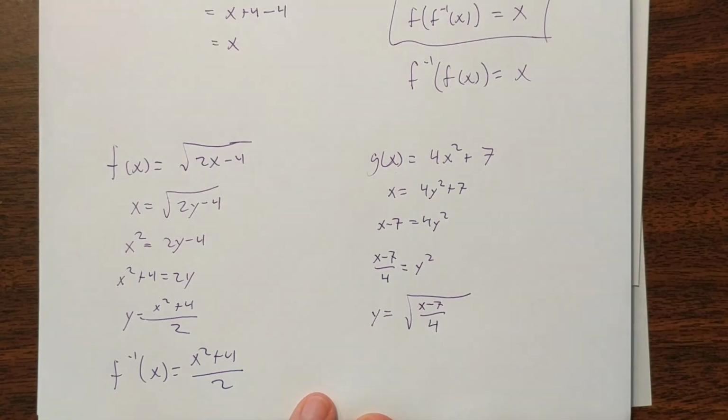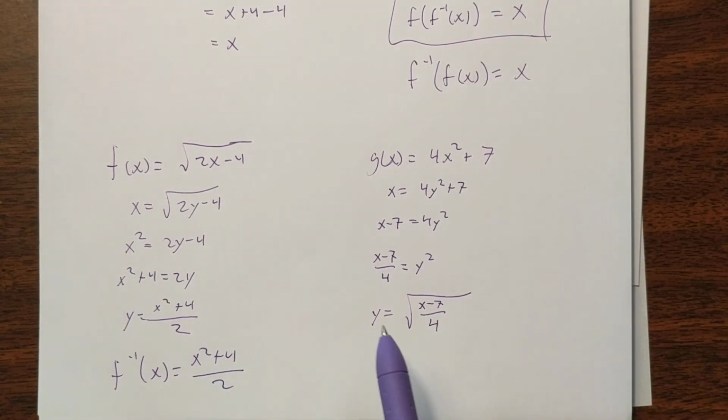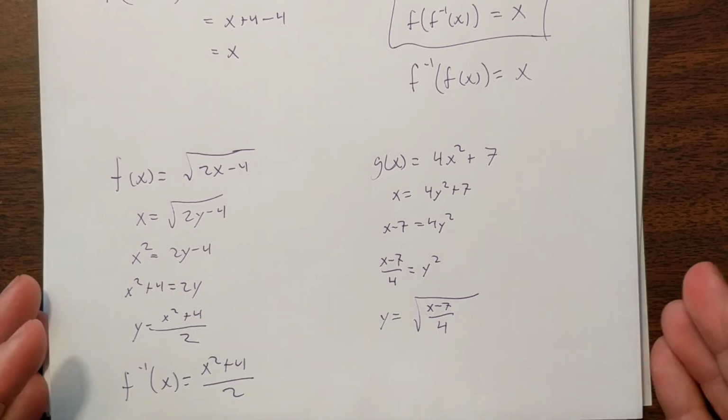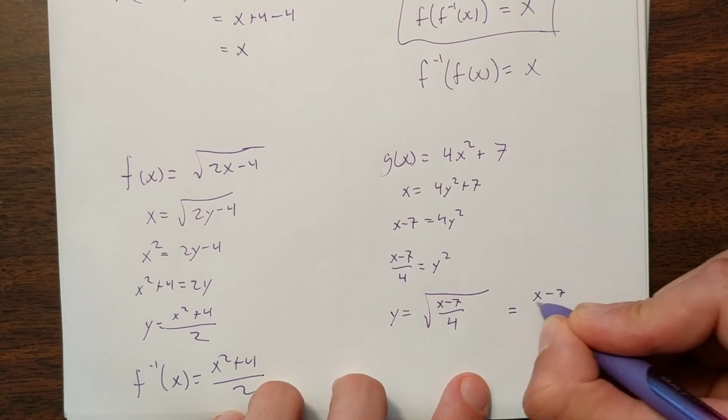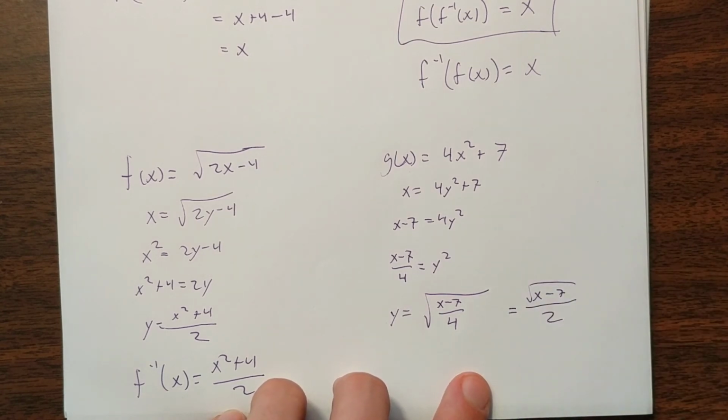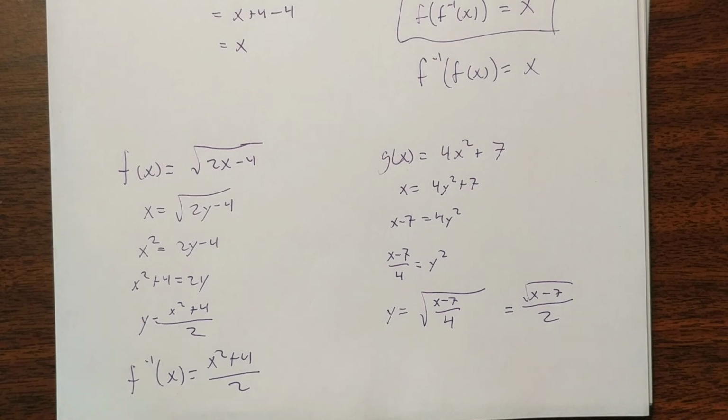And you don't need to do anything else. That's totally fine. We could simplify this a little bit simply because we actually know what the square root of 4 is, but I'm not expecting you to do that, so you don't have to do that. But if one were to, it would be the square root of x minus 7 over 2.